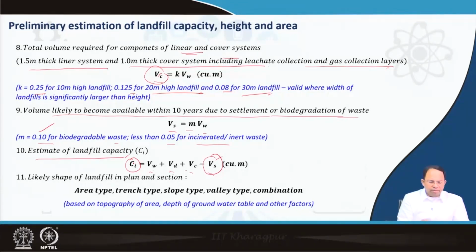But before we do that, we have to understand the shape of the landfill that we will adopt and what would be the section of the landfill. How much of it will be below ground, how much of it will be above ground, or is it just a landfill which is above ground? Will it be area type, trench type, slope type, valley type, or a combination of all this? Based on the topography of the area, depth of groundwater table and other factors, we will determine what shape of landfill we will go for, and based on that, we have to determine the area.